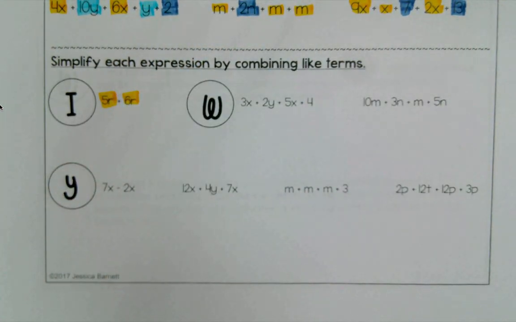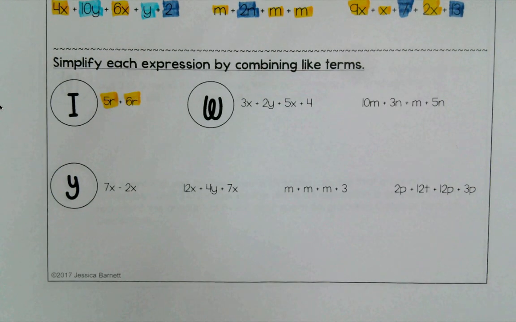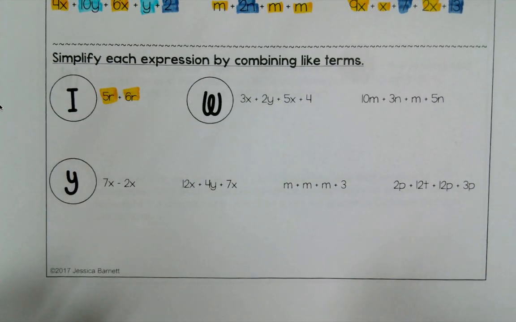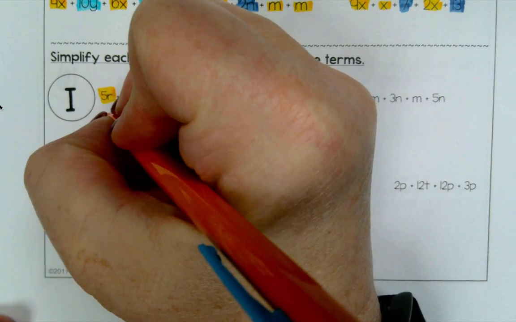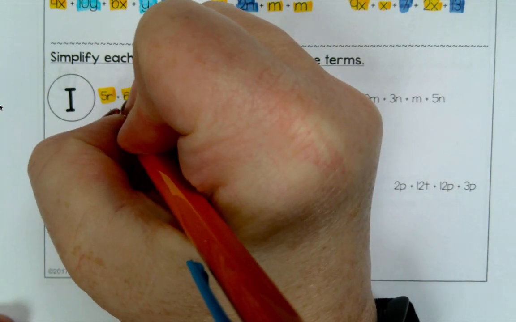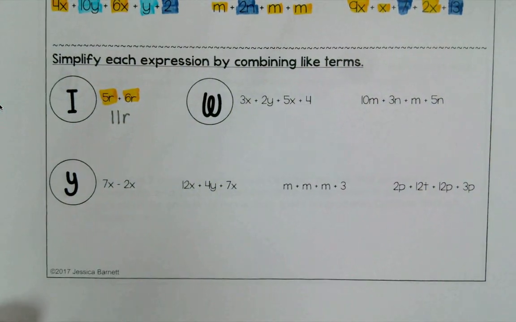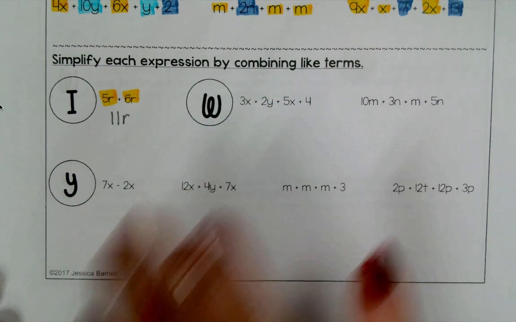So if I have 5 r's and I have 6 r's, what you're going to do is leave the variable alone. Add your coefficients, 5 and 6. 5 plus 6 is 11. And I bring down my variable r, because now I have 11 r's. Now this is simplified because I don't have a value for r, so I can't multiply. I can't completely solve it.